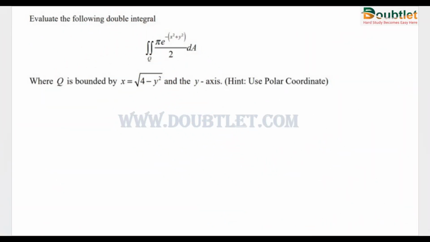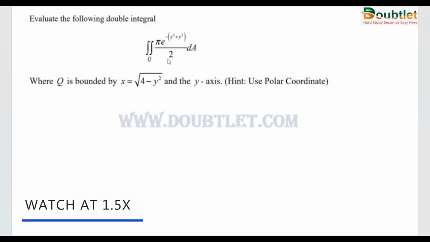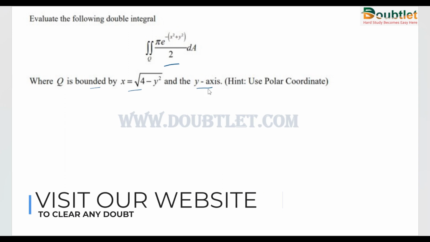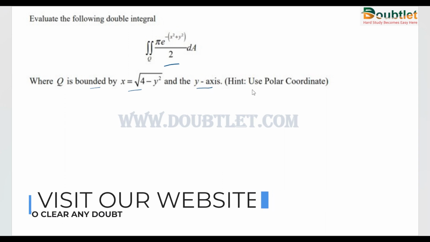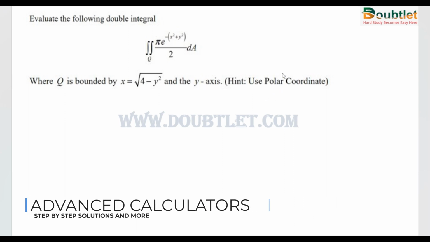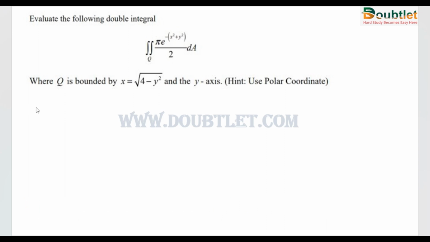Hello guys, in this video we have to find the double integral of this function, where Q is bounded by x equals the square root of 4 minus y square and the y axis. The hint given in the question is that we have to use polar coordinates to solve the double integral. So first of all, we will use some formulas to convert the Cartesian form of the equation to polar form.